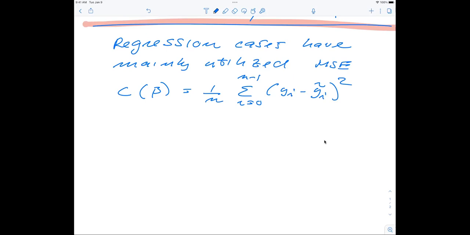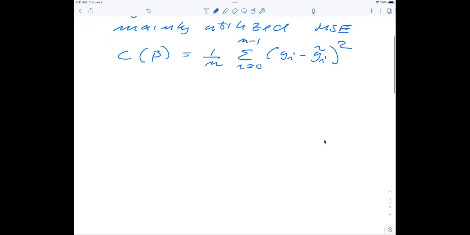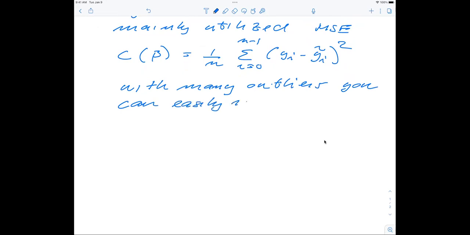So when you have outliers, or lots of outliers, what is pretty common to do is to define a new type of cost function. With many outliers, you get penalized when you are trying to train a model with the mean squared error. So you can easily run into cases with a poor mean squared error.